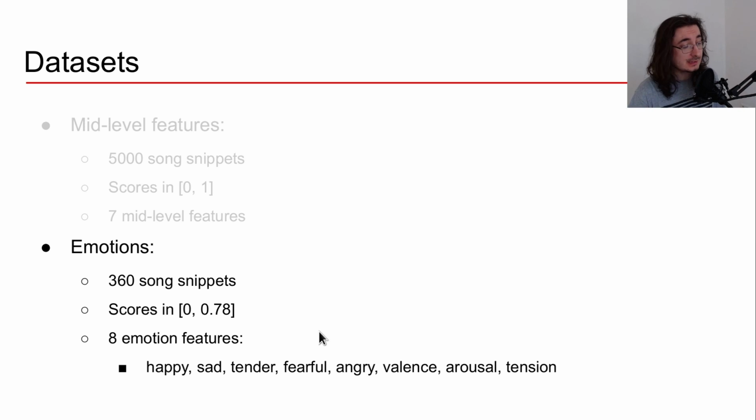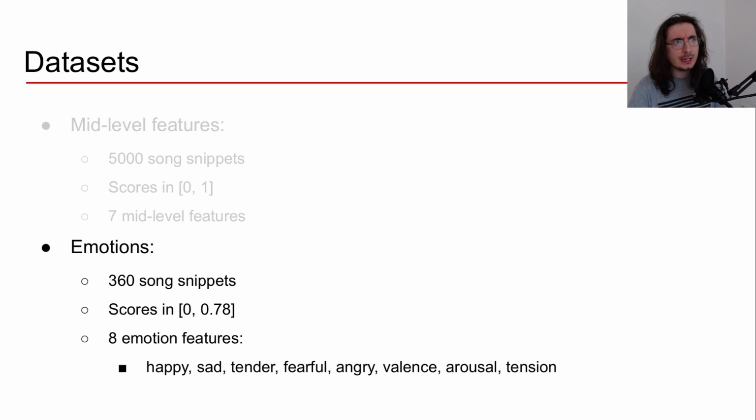Now, an important thing to say is that these 360 songs are also featured in the mid-level features dataset. And so this is very important because we need to have both annotations, right? Both for the perceptual features and the emotional features, so that we can train models together. Okay, so this is for the dataset.